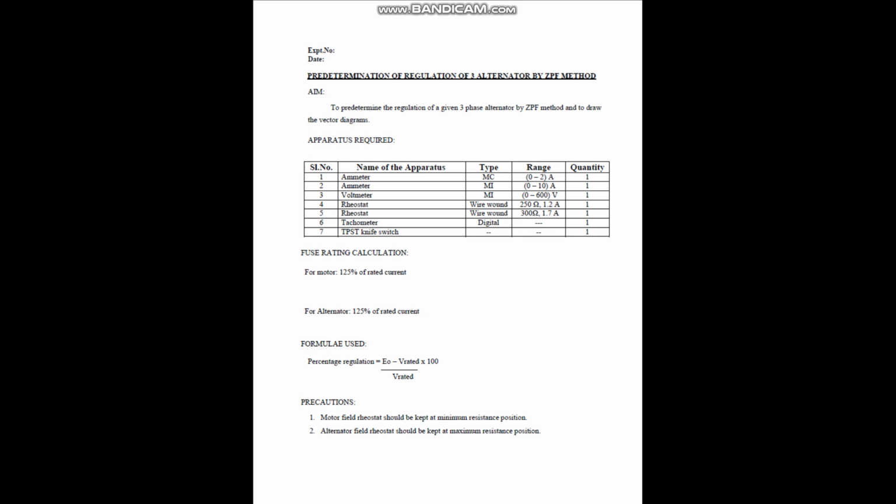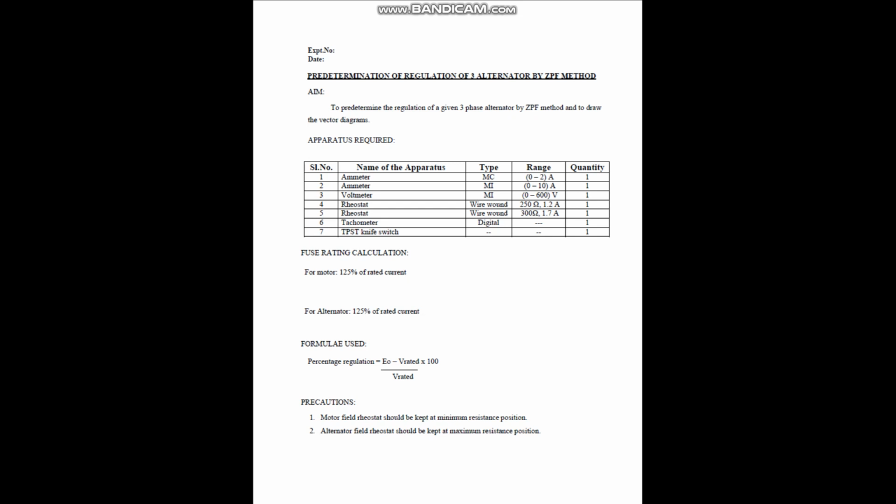Now we are going to see the experiment of predetermination of regulation of a three-phase alternator by using the ZPF method as well as the ASA method. So now the aim is to determine the regulation of a three-phase alternator by the ZPF method and to draw the vector diagram.